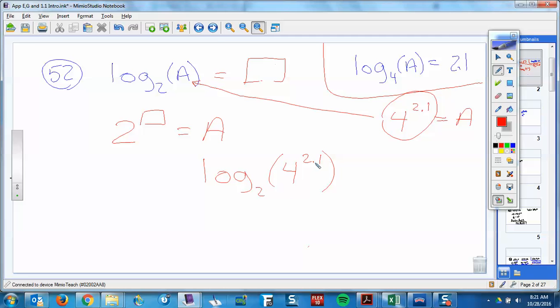You can bring the 2.1 down, right? So now you got the 2.1 down here, times log base 2 of 4. Now what's log base 2 of 4? That's just 2, right? 2 raised to the what makes 4? 2 raised to the 2. So this is just 2. So now it becomes 2.1 times 2.